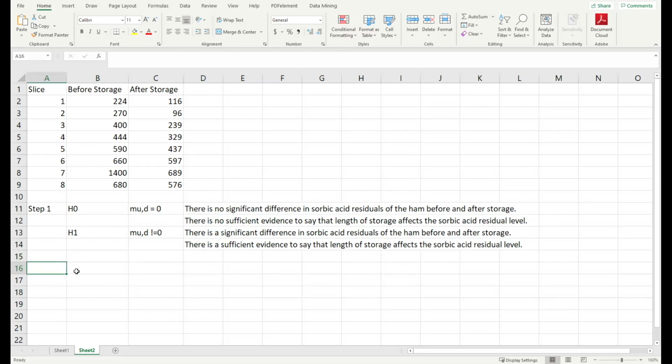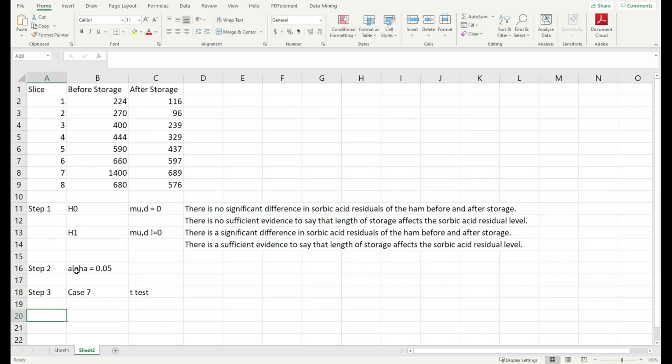So ito, step 2 is to establish an alpha level. And we say alpha is equal to 0.05, sabi ng problem. And if it's not given, we always assume na alpha is equal to 0.05. So step 3 is identifying our test statistic. This is case 7. Therefore, we use the t-test.